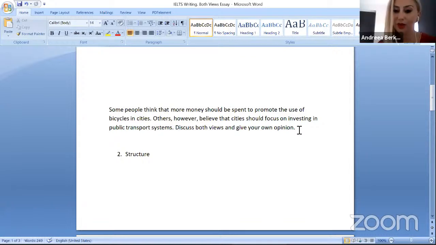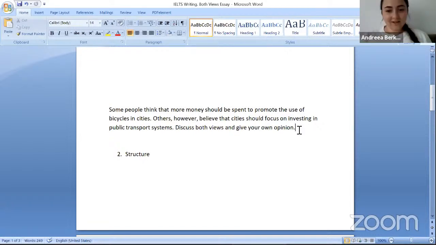Okay, so we have on the one hand people who believe that public money, because we talk about cities, should be spent on developing cycling in cities, while the others consider that public transportation systems are more reliable from the point of view of public investment, right? Are these points of view opposite? Yes, because one excludes the other.